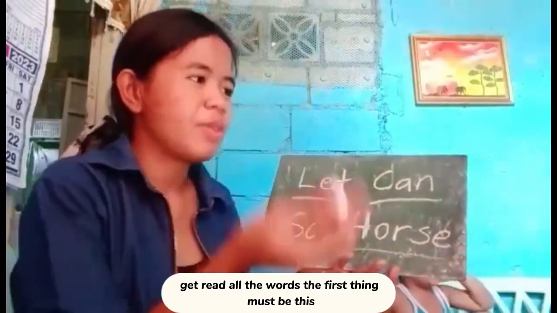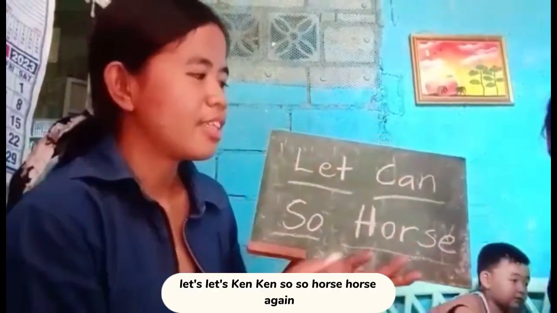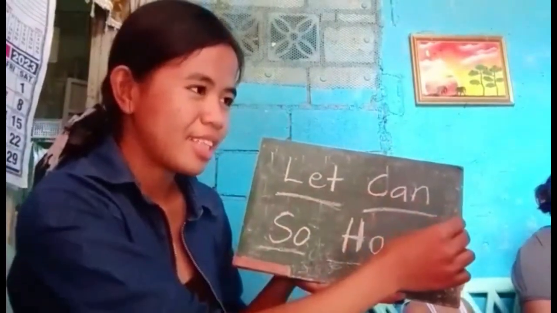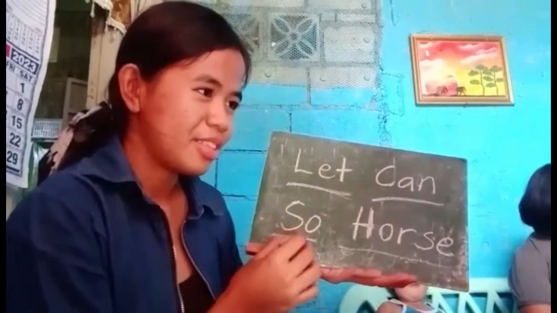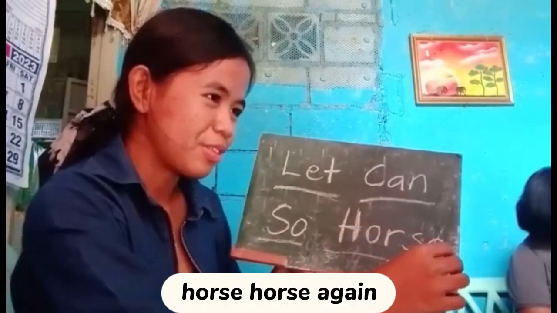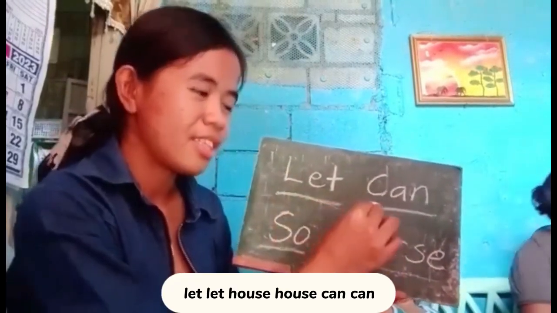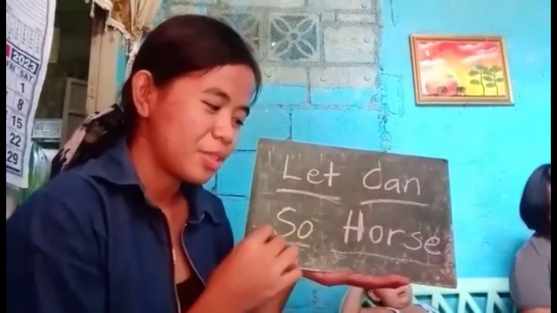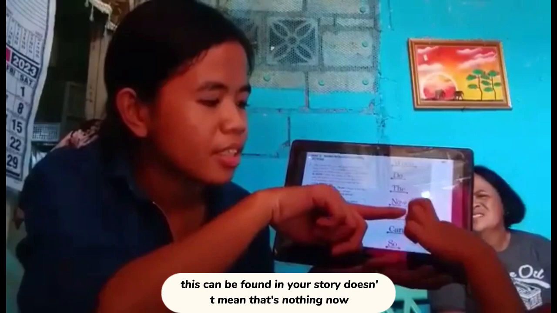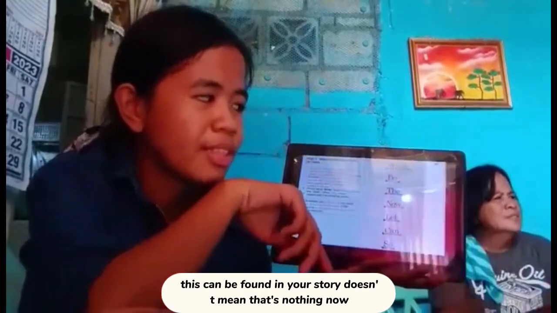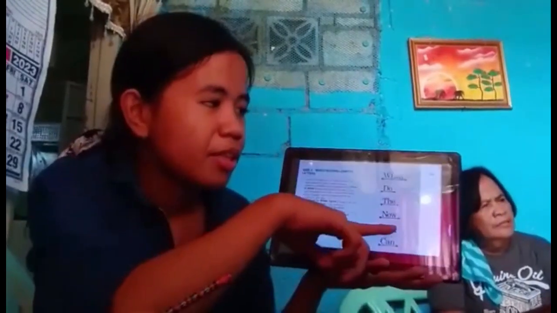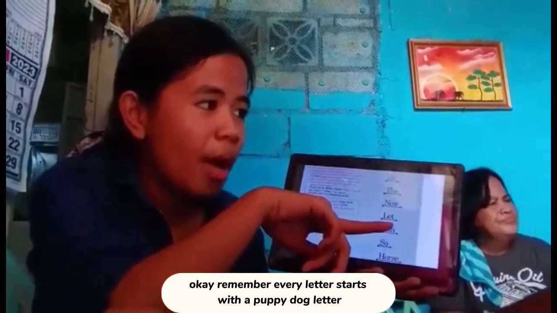You have to read all the words the fast way. Mas mabilis. Listen. Let. Can. So. Horse. Again. Let. Can. So. Horse. Again. Let. Horse. Can. Horse. So. So, horse. This can be found in your story. Dun sa binasa natin, na kung mapapansin nyo, nandun siya. When, do, the, now, let, can, so, horse. Okay, remember, every letter starts with a capital letter.